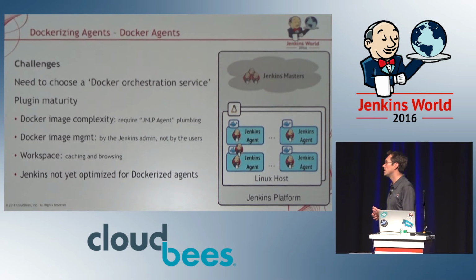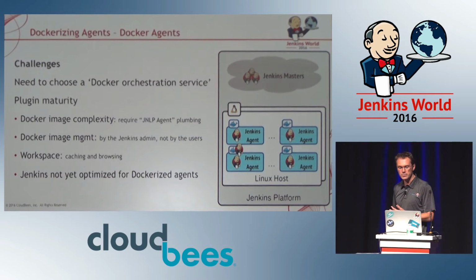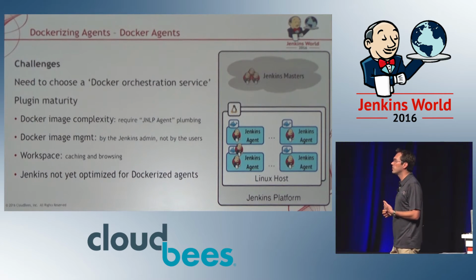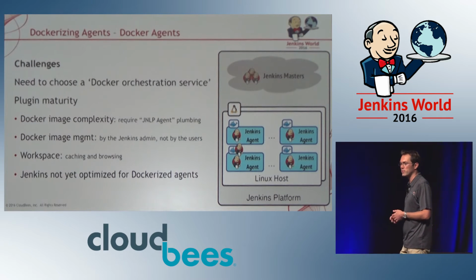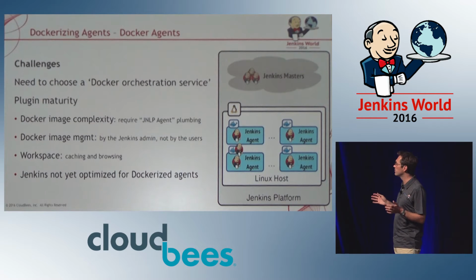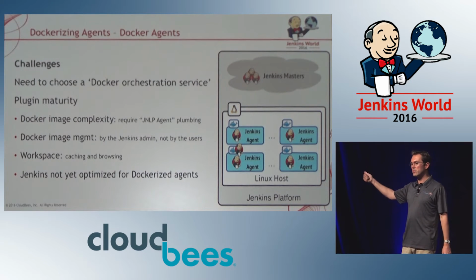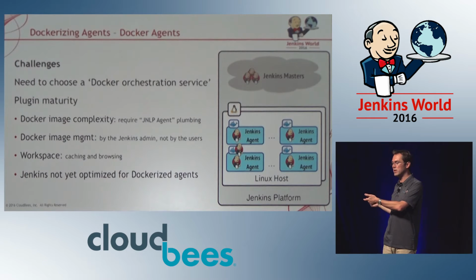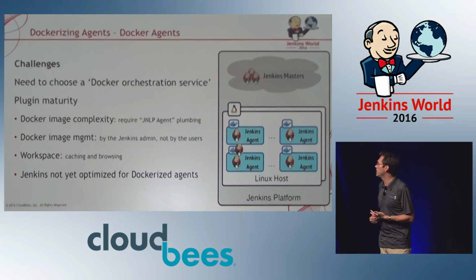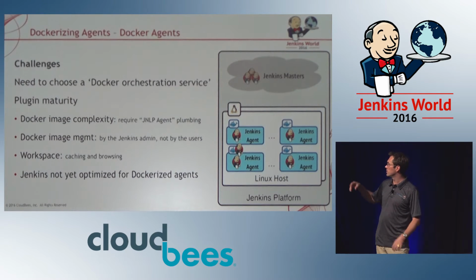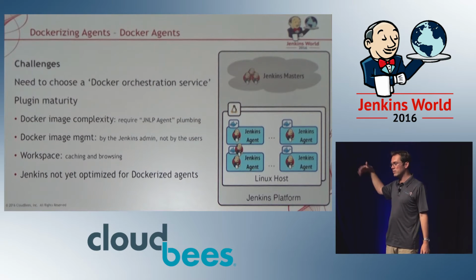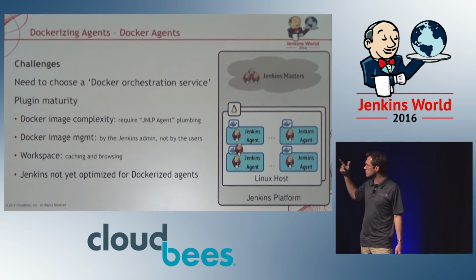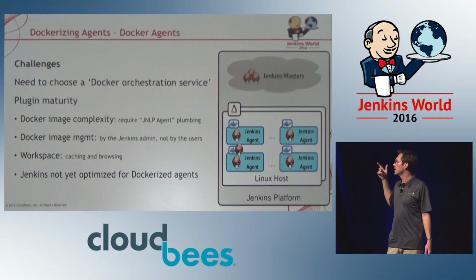Let's look at some challenges of this solution. The first challenge is that you have to choose your Docker orchestration service. This is quite similar to what we've seen with orchestrating masters. Do you want standalone Docker engines? Or do you want a unified vision of all your servers that are capable of being Docker agents with Kubernetes, Mesos, Swarm, and so on? So this will be the first challenge.